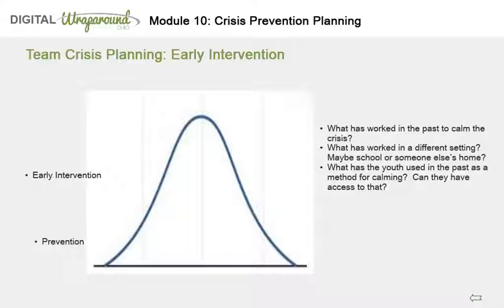As we did in the prevention step, we walked the team through questions related to what has worked in the past. Here are a few examples. What has worked in the past to calm the crises? What has worked in a different setting? Maybe school or someone else's home? What has the youth used in the past as a method for calming? Can they have access to that?